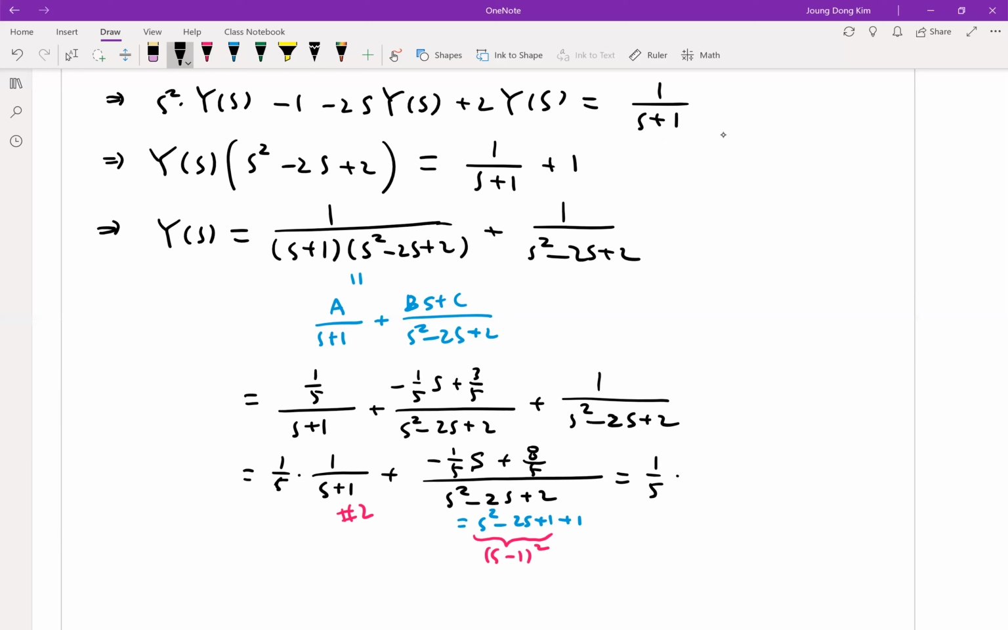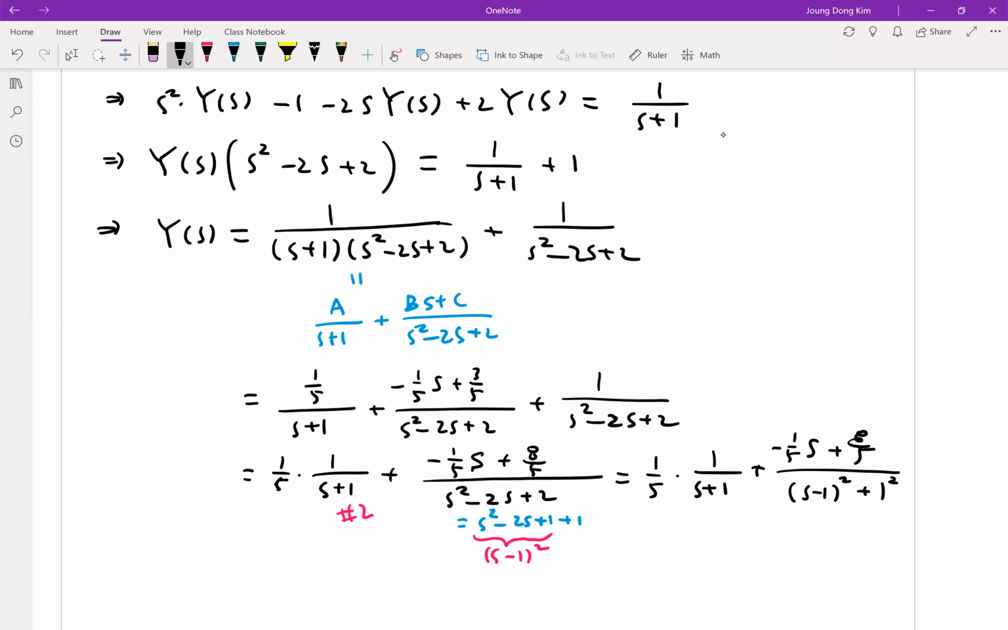Let me write the first term again, because we've done that part already, plus negative 1 over 5 s plus 8 over 5, over (s minus 1) squared plus 1, which is 1 squared. Does it make sense? This is much easier because we can easily find these terms at number 9 and 10. So we can use both of them.